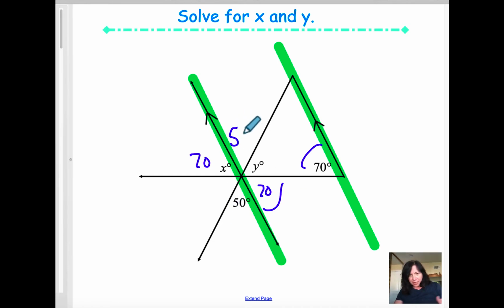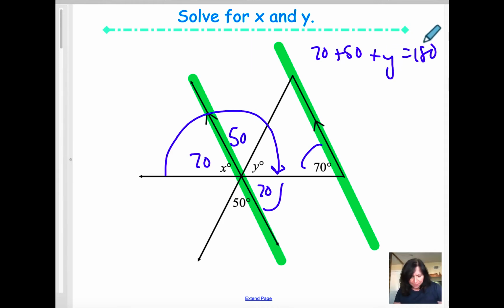This would be 50, it doesn't have a value, but I also know that this plus this would equal 180. So you can go 70 plus 50 plus y is equal to 180, right? You basically would go 180, subtract 70, subtract 50, and I get 60. So that means y is equal to 60 degrees. That would be this value here.